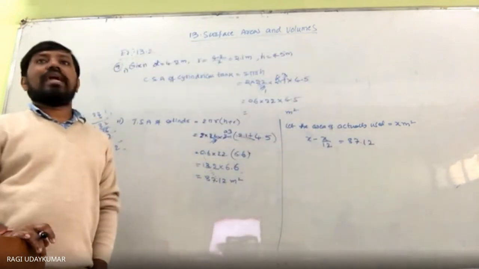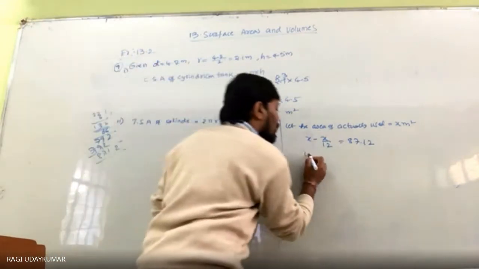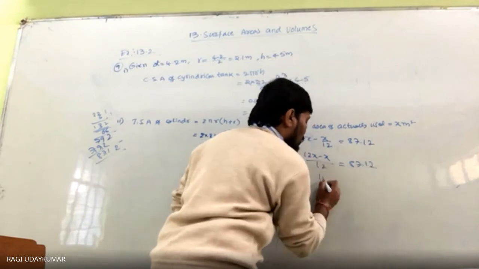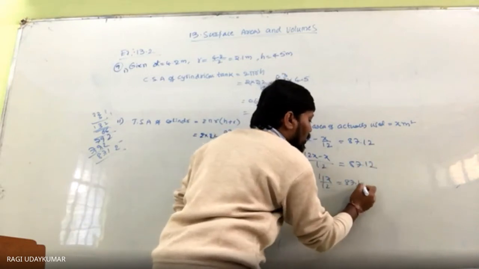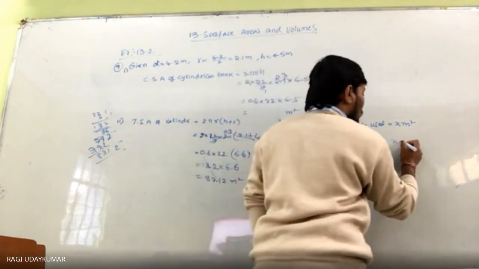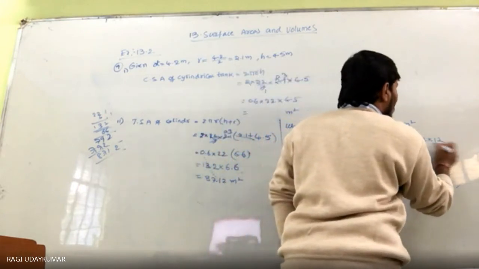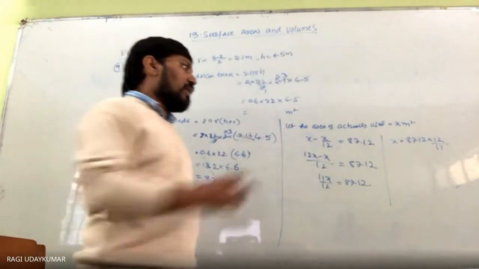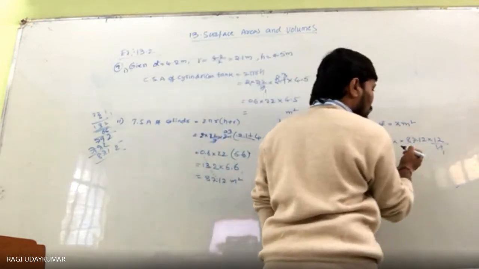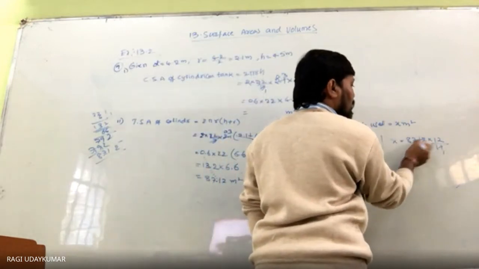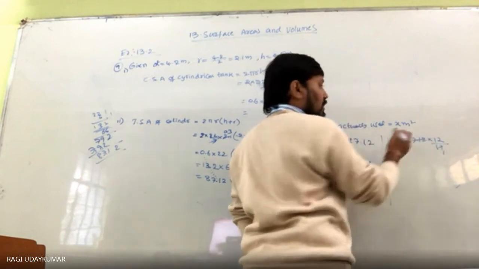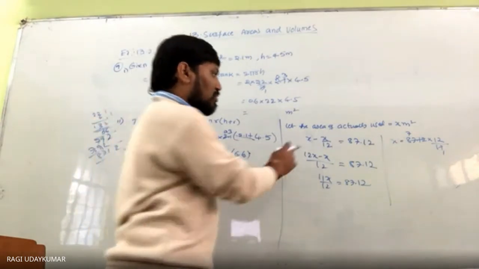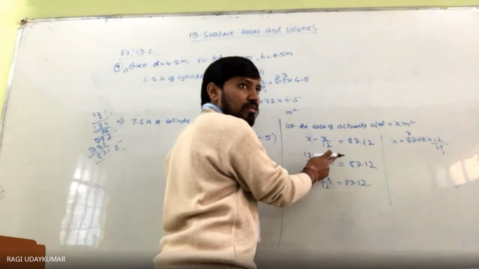From this you need to find out the x. So this is equals to what we get here. 12x minus x by 12 is equals to 87.12. So 11x by 12 is equals to 87.12. x is equals to 87.12 into 12 by 11. Okay? So now what do you get here? 11 with 11 cancel. Is it possible to cancel the 11? Yes. 11, 7 is 77.